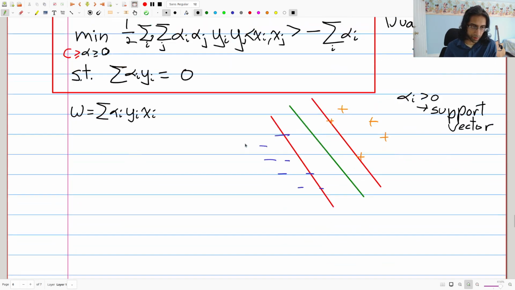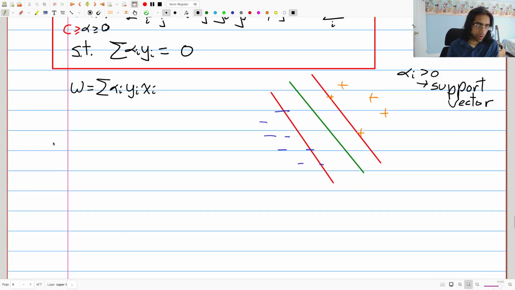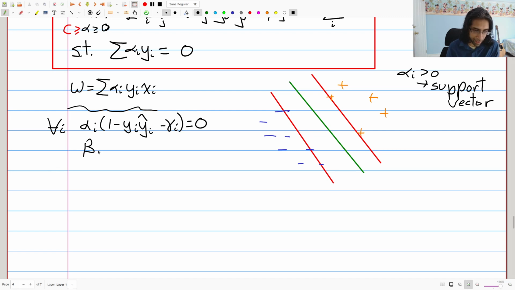So let me just summarize that here. That means that for all i, we have that alpha i times (1 minus yi y-hat minus gamma i) is equal to 0. And we also have that beta i times gamma i is equal to 0. These are the complementary slackness conditions.